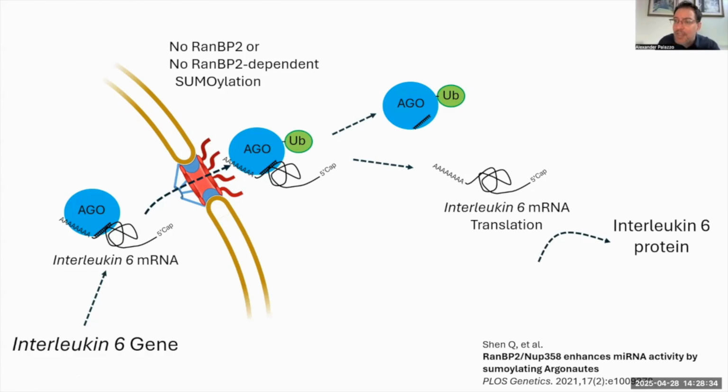And that's very interesting because one of the hallmark signatures of acute necrotizing encephalopathy is cytokine storms. And this actually directly implicates RanBP2 in tempering down the translation of interleukin-6 mRNA into interleukin-6 protein.